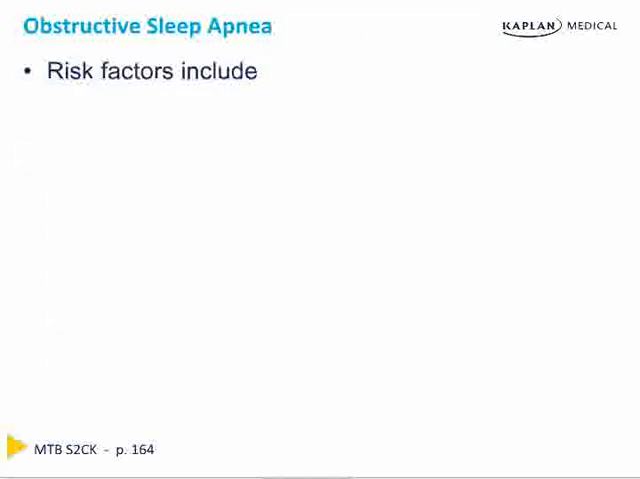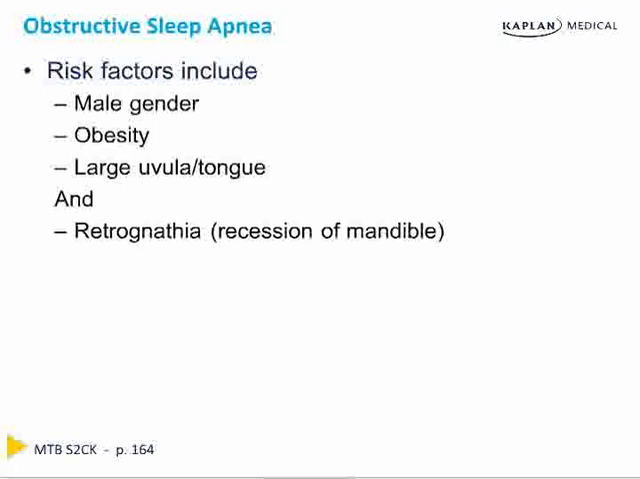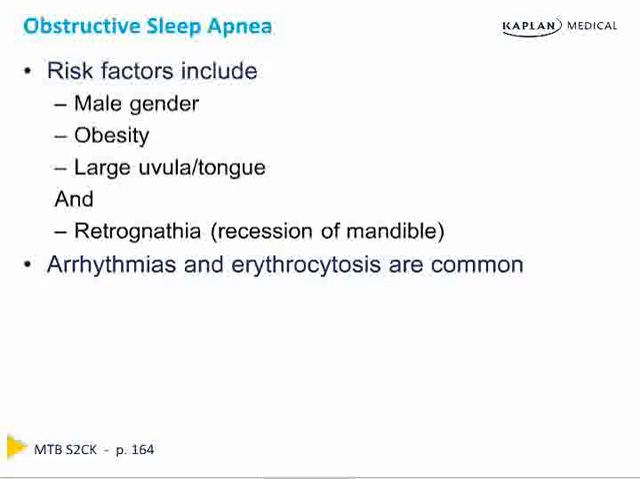The risk factors for developing obstructive sleep apnea are actually quite intuitive. These include male gender, obesity, a large uvula or large tongue, and retrognathia, also defined as a recession of the mandible or a very small chin. All of these are risk factors that increase the chance of developing obstructive sleep apnea. Other presentations of the disease can include arrhythmias and erythrocytosis if the patient has chronic nocturnal hypoxia.